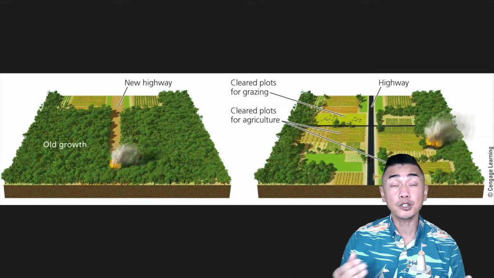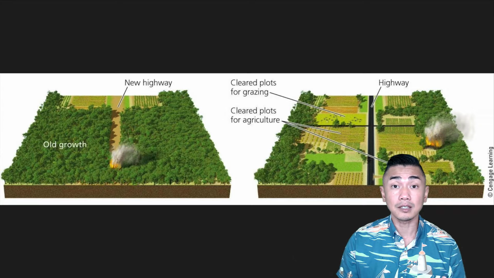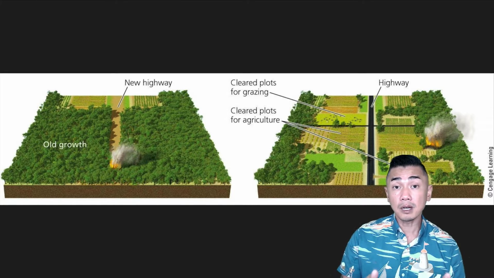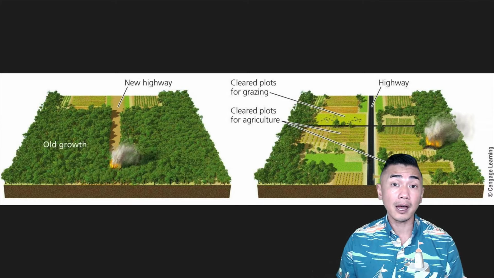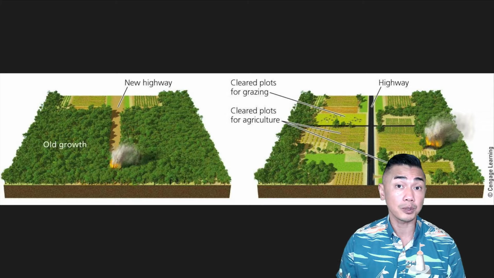This diagram shows how deforestation begins with the building of roads. The roads create access, which increases the rate of deforestation. Sometimes the forests aren't allowed to grow back, and farmland and pastures take their place.